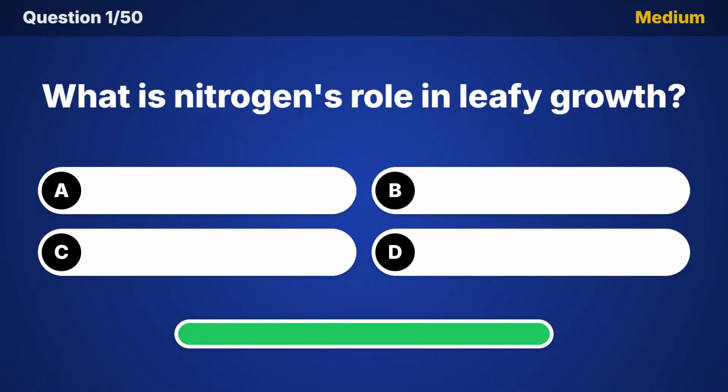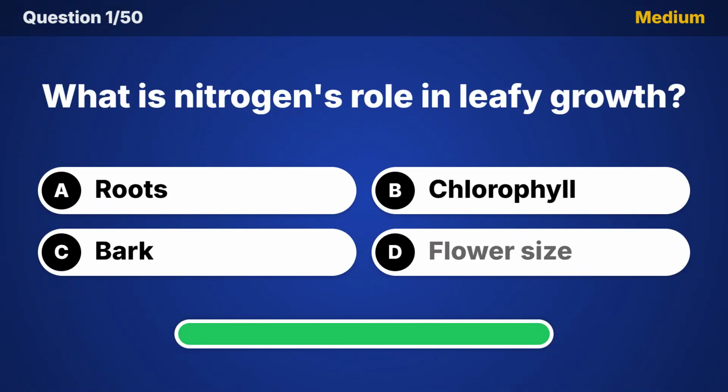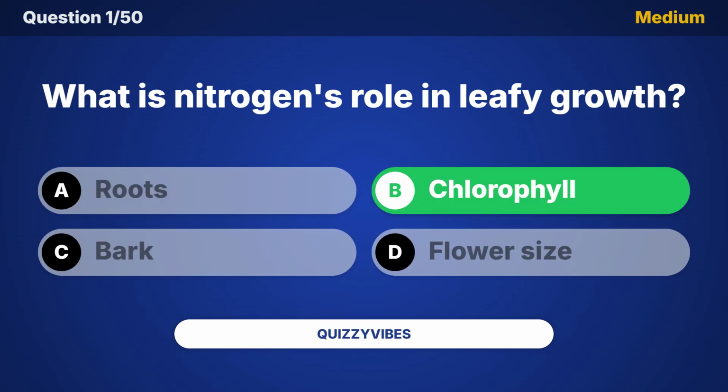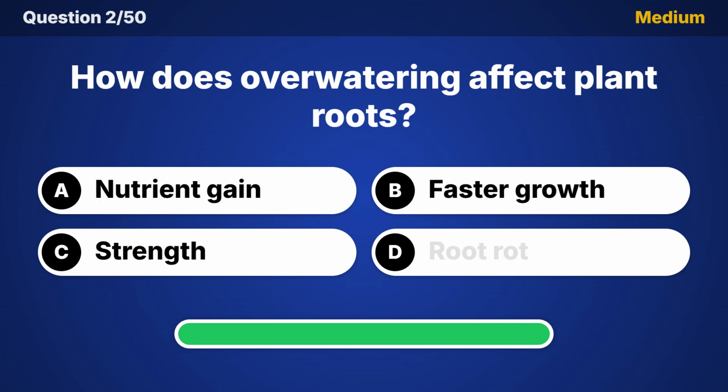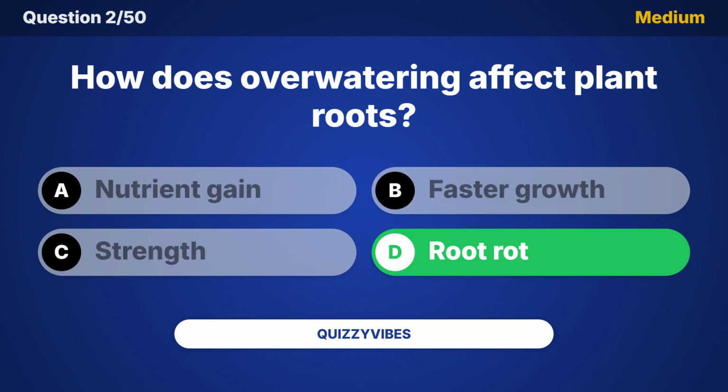What is nitrogen's role in leafy growth? Did you guess it? The answer is chlorophyll. How does overwatering affect plant roots? Time's up! It's root rot!